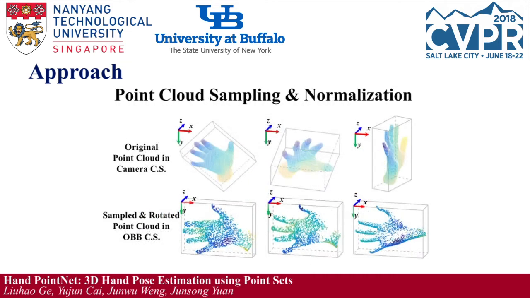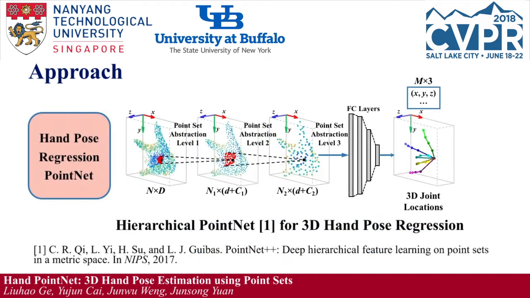In order to make our method robust to viewpoint variations, we first normalize the sampled 3D points in an oriented bounding box, which is tightly fitted to the input points. As can be seen, the orientations of the normalized hand point clouds are more consistent. Then the sampled and normalized 3D point cloud is fed into a hierarchical PointNet. The network is trained in an end-to-end manner to hierarchically extract point set features and holistically regress 3D hand pose.